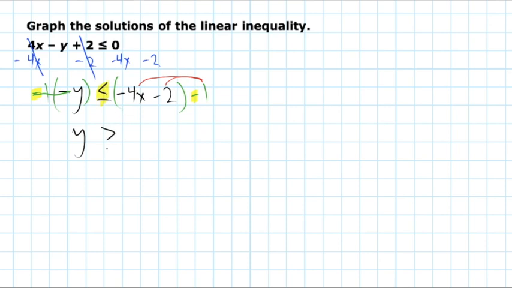So this is now a greater than or equal to, negative 1 times negative 4x gives me 4x. Negative 1 times negative 2 gives me a positive 2. So now this is in slope-intercept form.